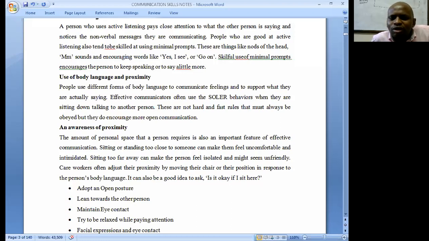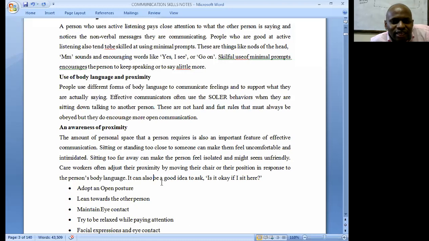Sitting or standing too close to someone can make them feel uncomfortable, and sometimes they might feel intimidated, and that is not the intention of communication. That is why it is always important to maintain 1.5 meters distance from the other person. Sitting too far away can make the person feel isolated and might seem unfriendly. This guy, kwa nini ameniambia nikae mbali? Sometimes you might end up asking many questions, and you might not even get answers as to why that person was so far away from you.